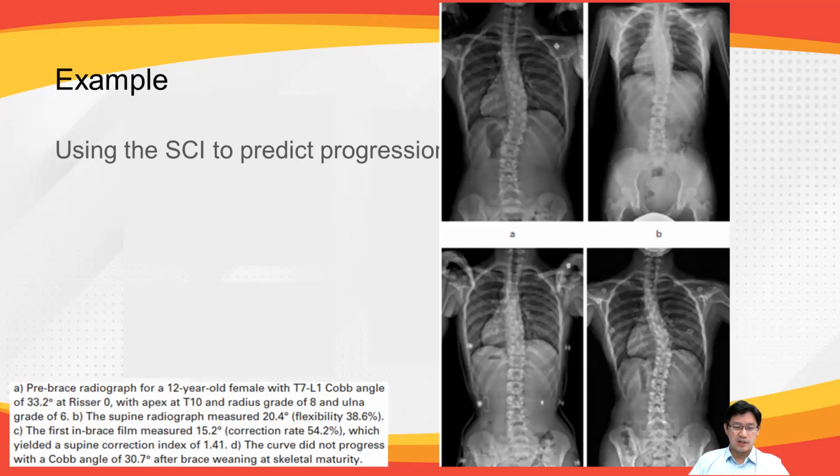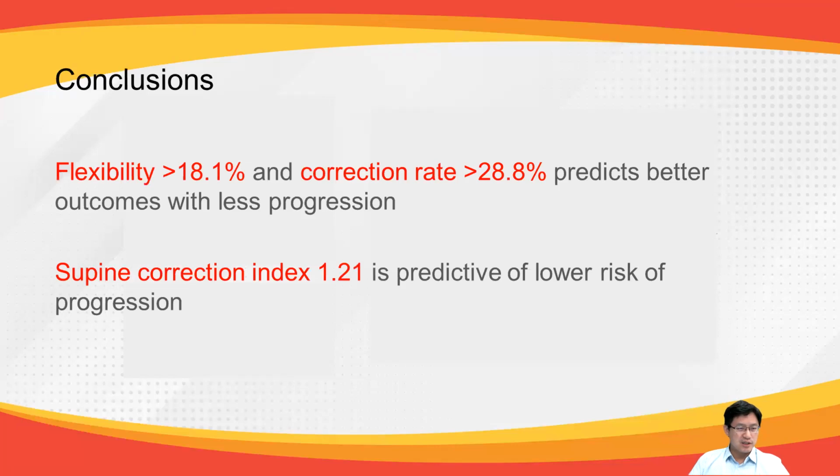In conclusion, we found that flexibility of more than 18.1% and a correction rate of more than 28.8% predict better outcomes with less curve progression. And now we have a very easy to use Supine Correction Index of 1.21. As long as your curve has flexibility and correction rate leading to a Supine Correction Index of more than this, it will predict a lower risk of progression. So this is a very good tool for you to communicate with patients and prognosticate the outcomes with brace treatment.